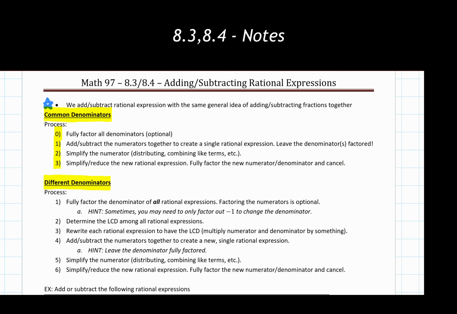Now it should be noted, similar to what was talked about in section 8.1, when we are simplifying and reducing things down, we need to factor and then cancel. Factor the numerator and the denominator, then cancel things out accordingly. If you cannot factor anything, then you cannot cancel anything. That's the rule of how mathematics works with these rational expressions.